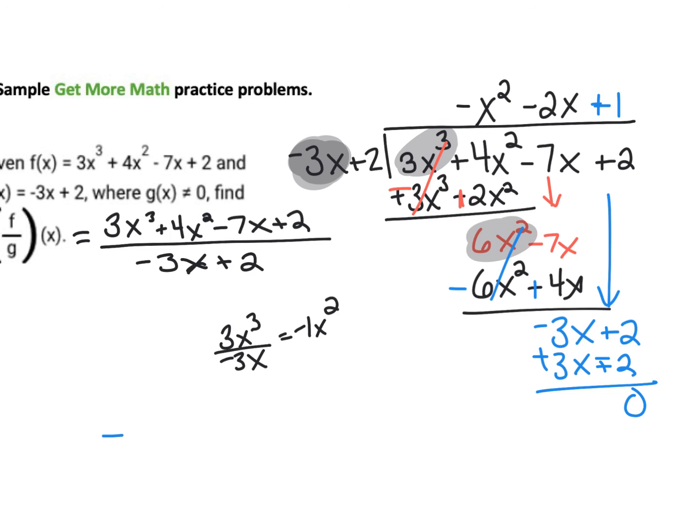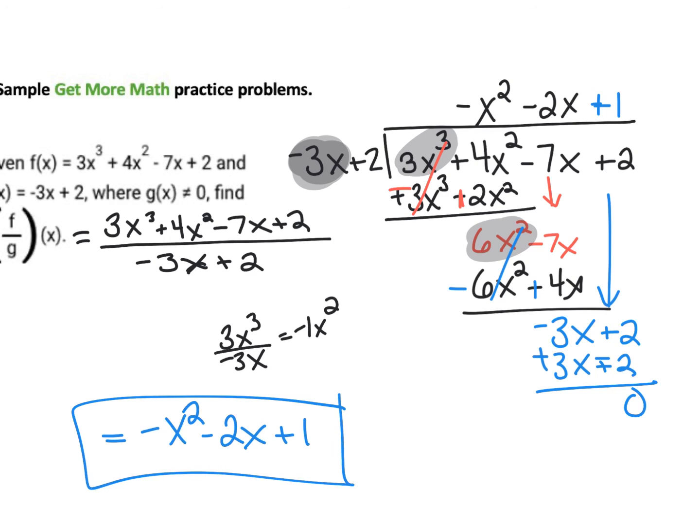So what does it divide to? There it is, negative x squared minus 2x plus 1. That would produce a quadratic function. And you're not asked the new domain, so lucky you. That wouldn't be hard to do, it'd be all real numbers except for 2/3. Okay, it's going to be your turn to practice.